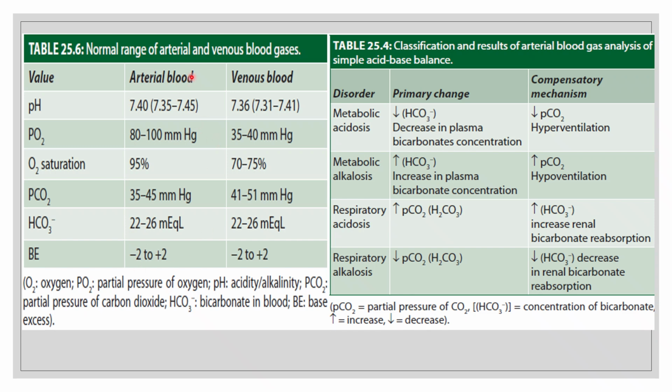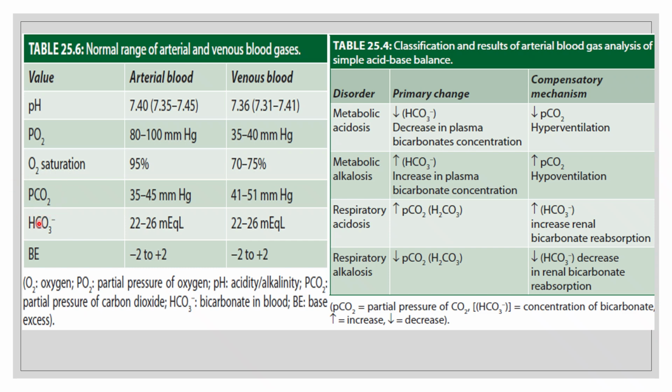So these are the normal values of the arterial blood gases. The first parameter is pH. Normal pH is 7.35 to 7.45 in the arterial blood, and venous is 7.36. Then partial pressure of oxygen is 80 to 100 millimeters of mercury, and here it is 35 to 40 millimeters of mercury. Then oxygen saturation is 95%, and 70 to 75% in the venous blood.